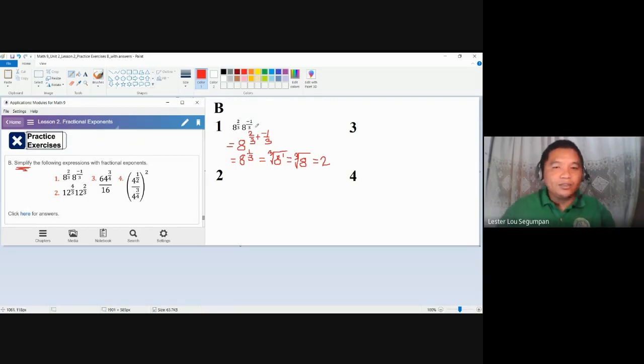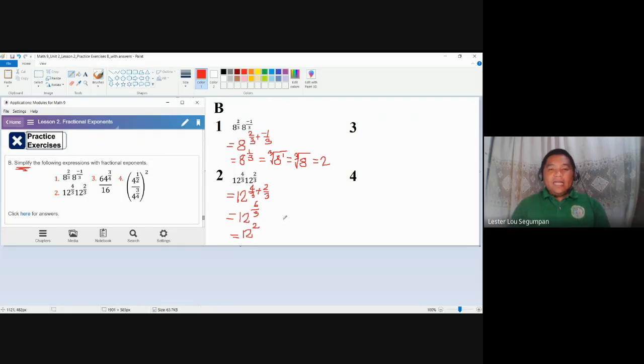Applying the same thing with number two. Number two is 12 to the power of 4 thirds times 12 to the power of 2 thirds. Again, the operation separating both bases is multiplication. In short, we will use the multiplication law. This is equal to, copy the base and then add the exponents: 4 thirds plus 2 thirds. You have 12 to the power of 6 thirds, or simply 12 squared.